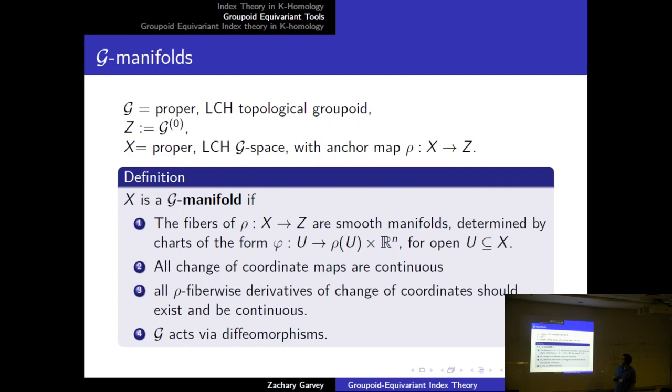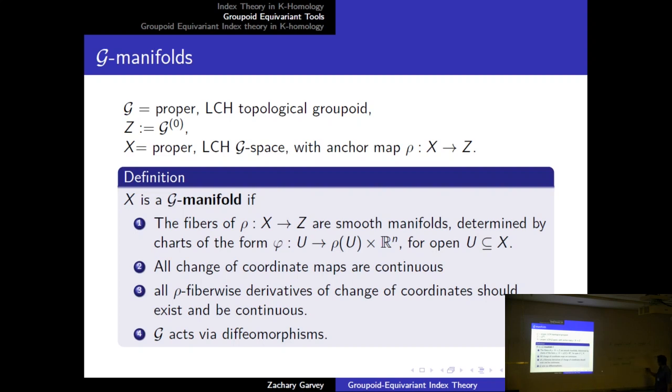Okay, so X, this G space, is a G manifold if the fibers of the anchor map happen to be smooth manifolds. So it's really a family of smooth manifolds over the base space of the groupoid. And they need to be continuous in some sense, these smooth structures. So we make sure that the charts for the smooth structure are given in neighborhoods of X.